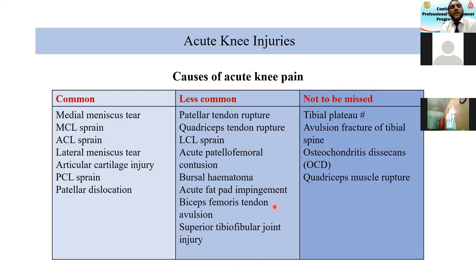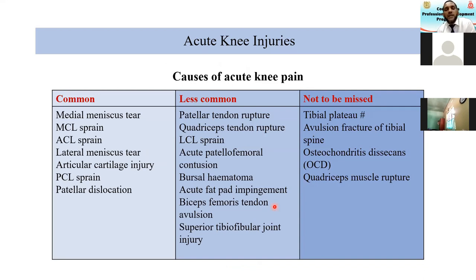So with acute knee pain, common are the medial meniscus injuries, medial femoral ligament, ACL sprain, lateral meniscus, articular cartilage, and posterior cruciate ligament. These are the common injuries, along with patellar dislocation. There are some less common injuries like patellar tendon rupture, quadriceps tendon rupture, lateral femoral ligament sprain, patellofemoral contusion, bursal hematomas, acute fat pad contusion, and biceps femoris tendon avulsions. All these can also be part of an acute injury, but those are less common.